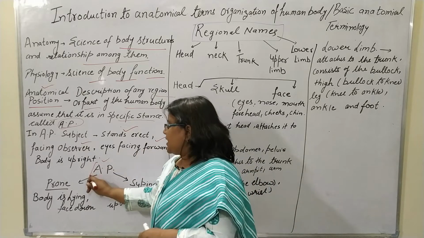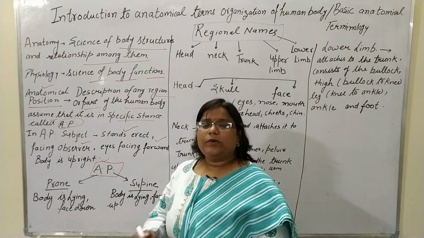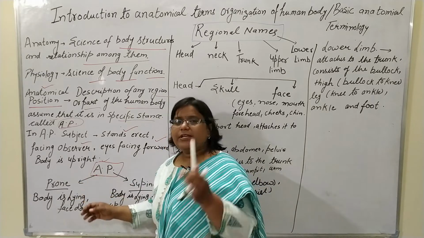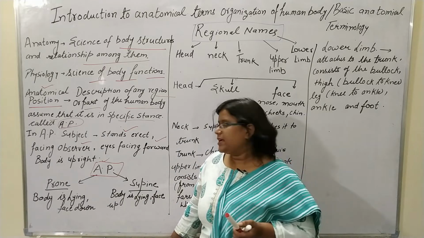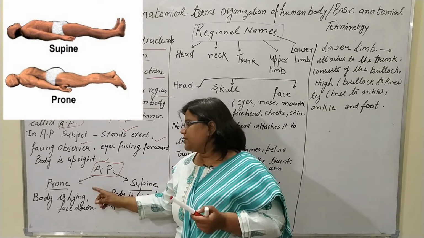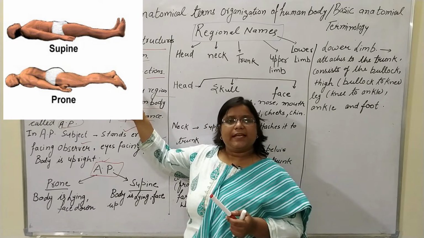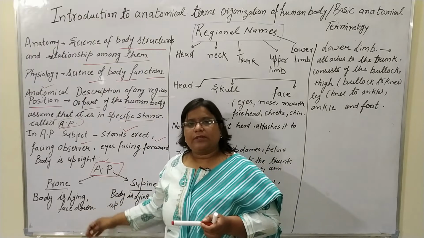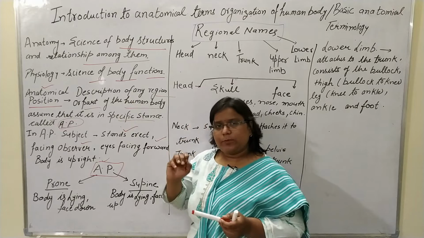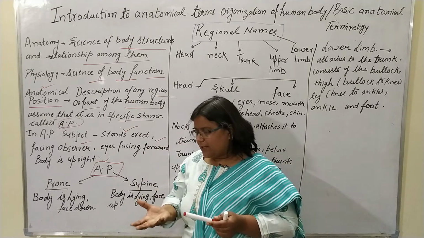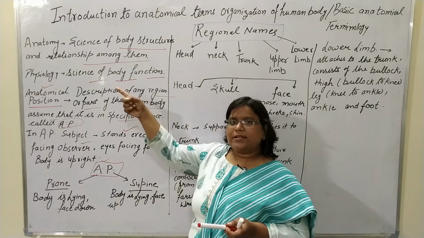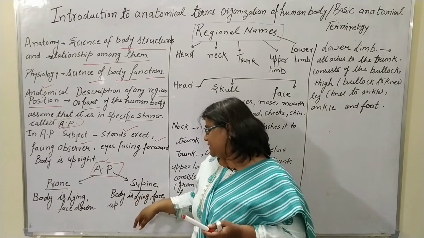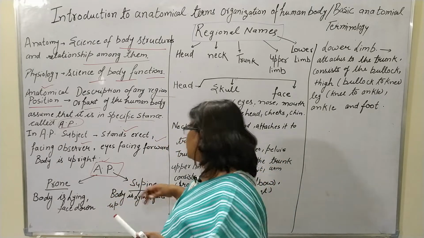Now second, if we want to discuss the lying position, we describe it in two types. First is the prone position, and second is the supine position. In the prone position, as you have seen in this diagram, the body is lying and the face is down. This is the prone position. In the supine position, you can see that the body is lying and the face is upward. That is the supine position.